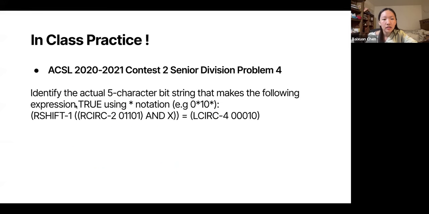Okay, so identify the actual 5-character bit string that makes the following expression true using the asterisk notation. So this one is a little more complicated, so I'll show you guys how to do this one. For this one, we're gonna work backwards. We're also going to evaluate. So first, what we're gonna do is actually evaluate the right expression, because then we can figure out what we want the left side to be equal to. So what will the right expression be equal to?